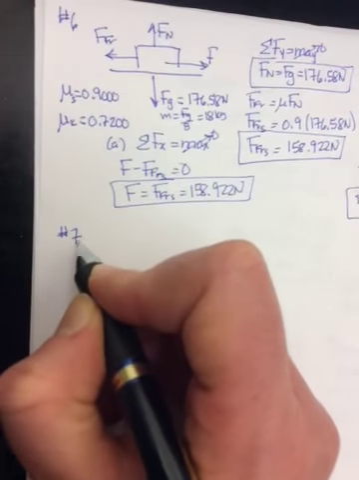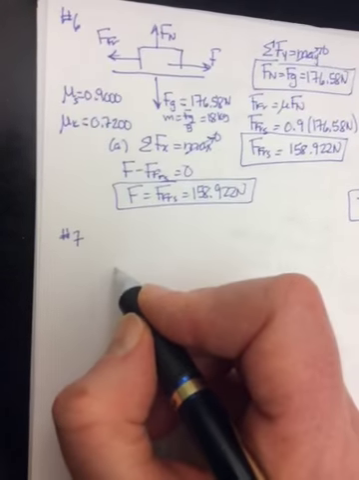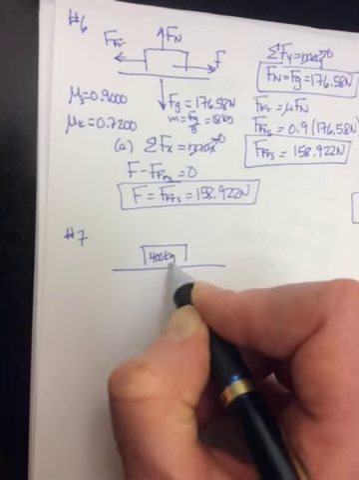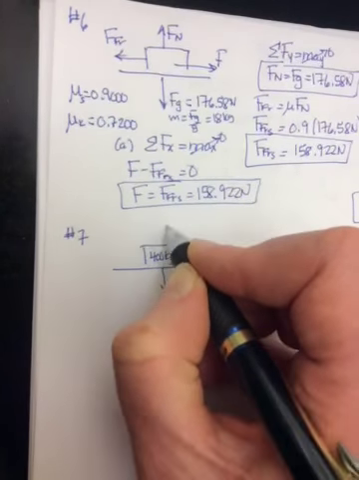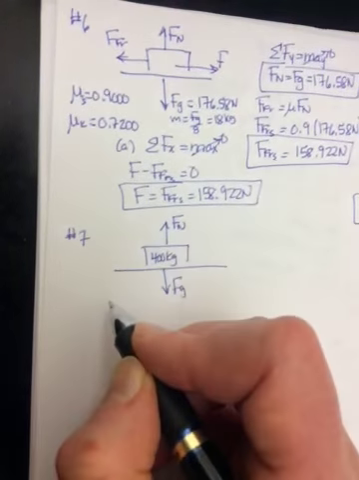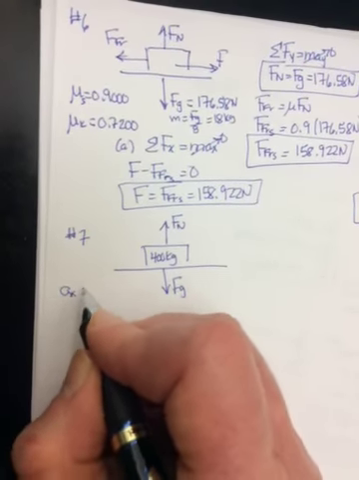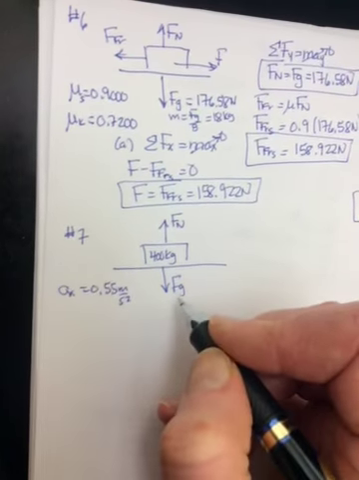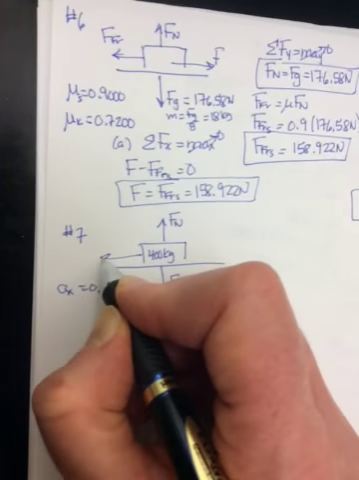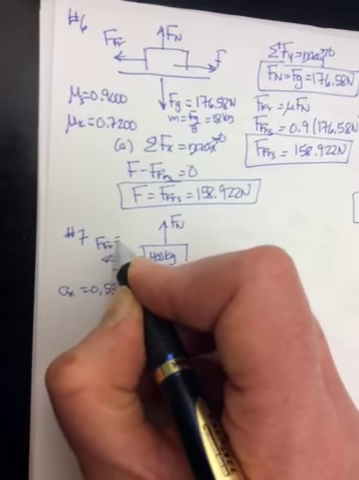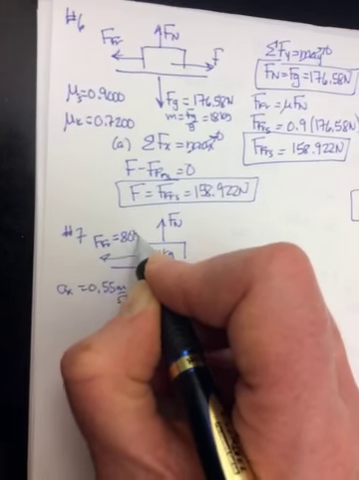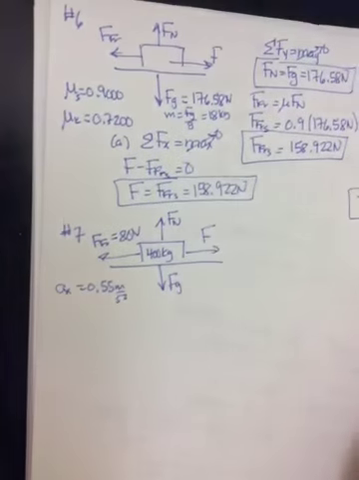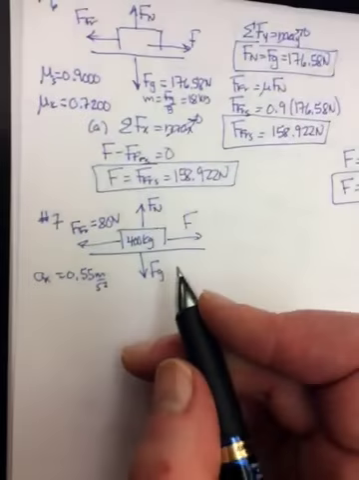Number 7 says the acceleration of a moving 400 kilogram car, so 400 kgs, Fg will be acting down, Fn will be acting up, and the acceleration is 0.55 meters per second squared. And the frictional force acting on the car, so friction acting backward, is 80 newtons. What must be the applied force on the car? So what must be the forward force? And the second part is, what is the coefficient of friction?